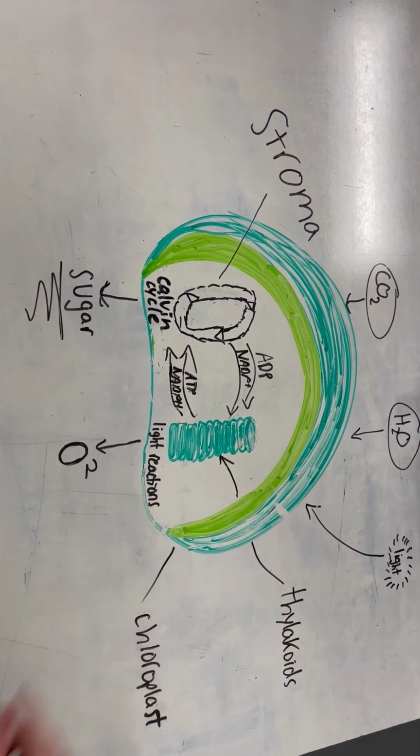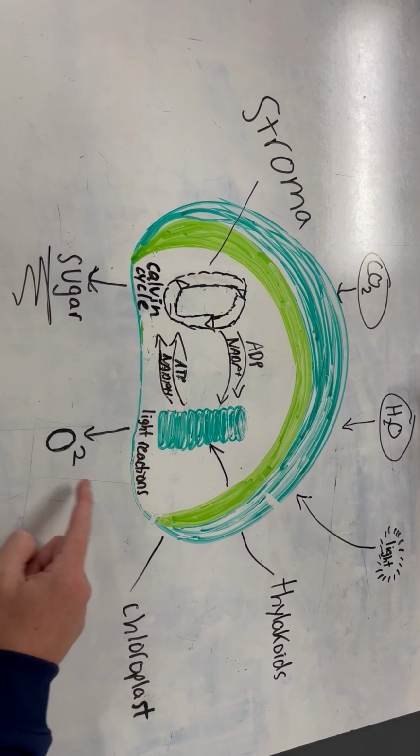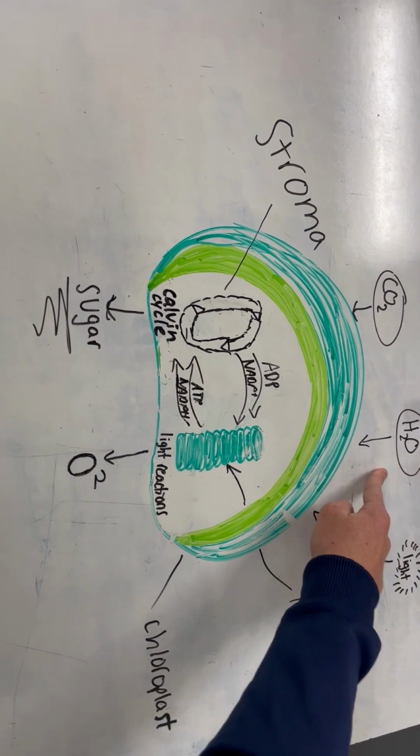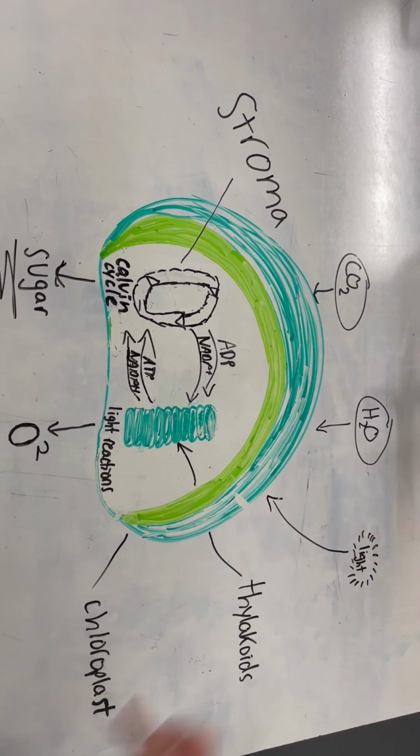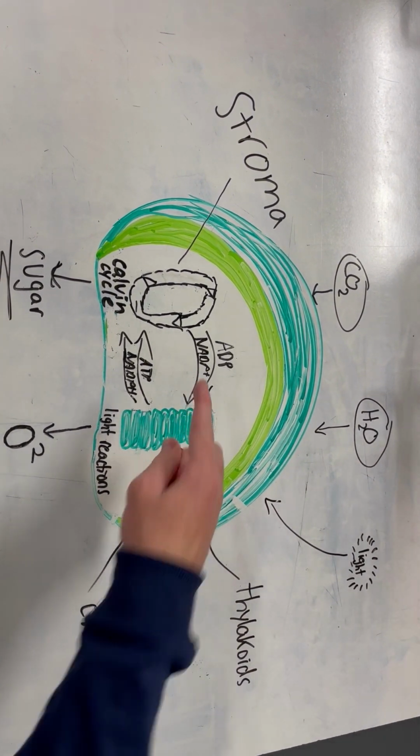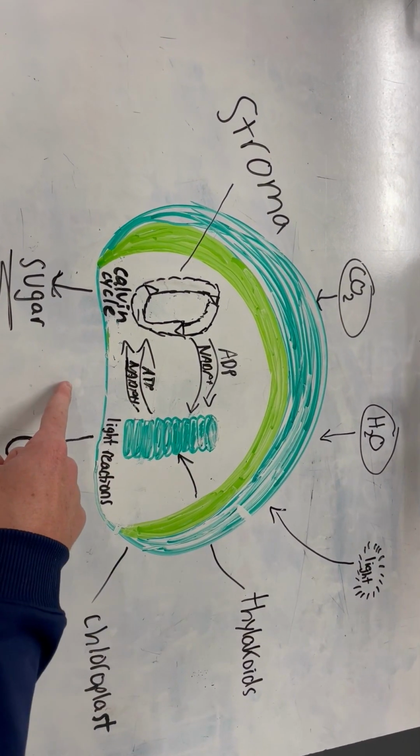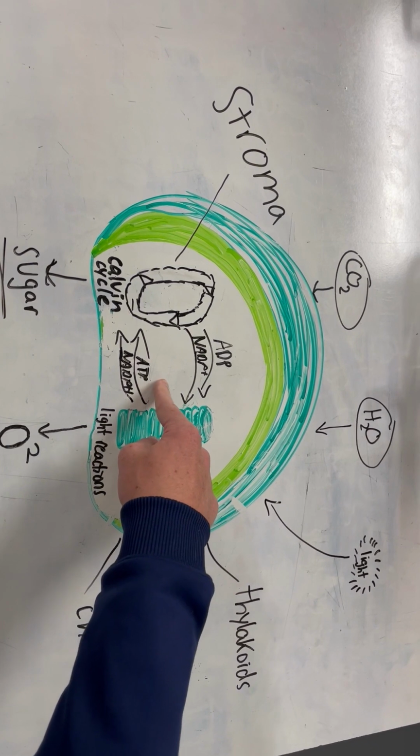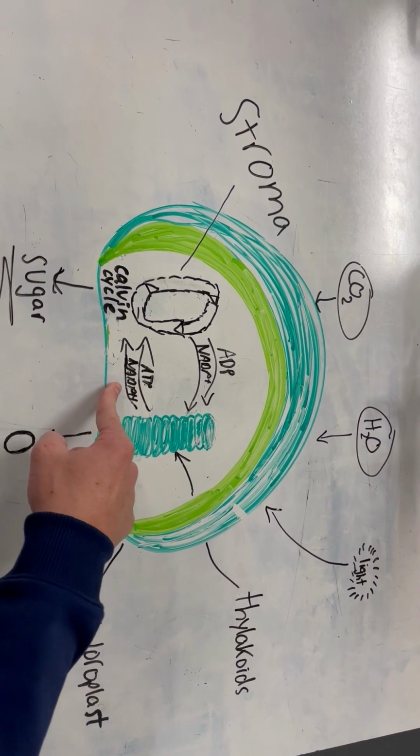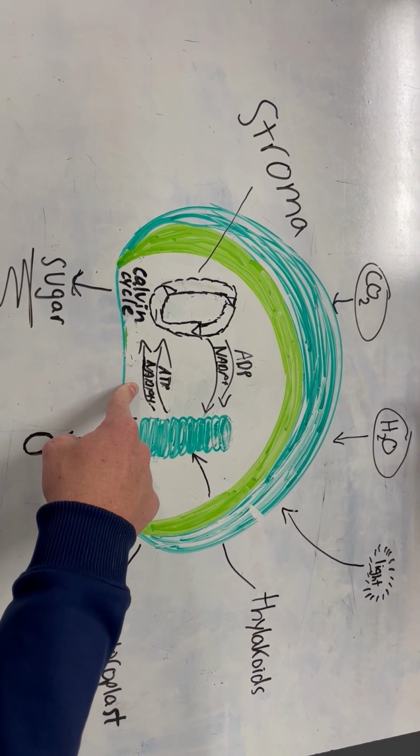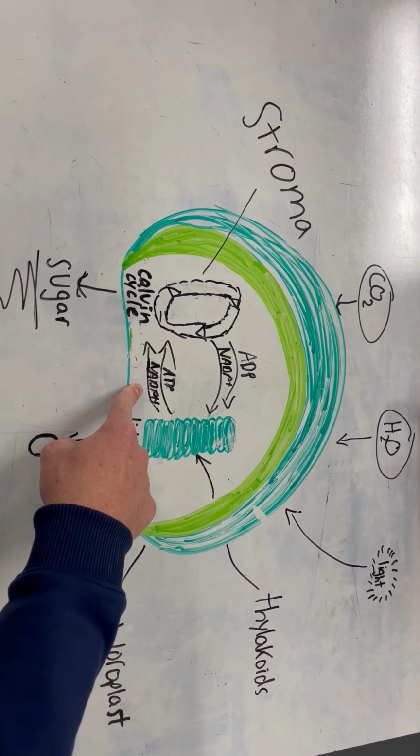the thylakoid membrane. The first product is oxygen, which is released as a byproduct of the splitting of water. And the second and third products are ATP and NADPH. ATP is made through phosphorylation, while NADPH is formed when electrons from the splitting of water are transferred to NADP+.